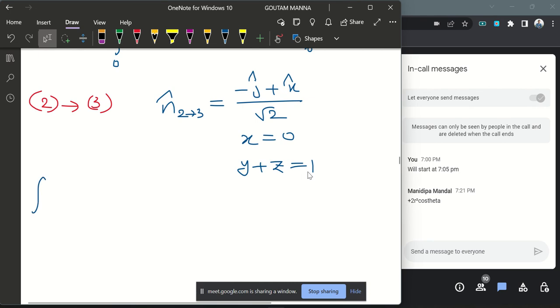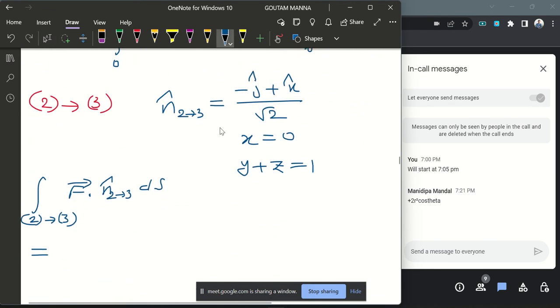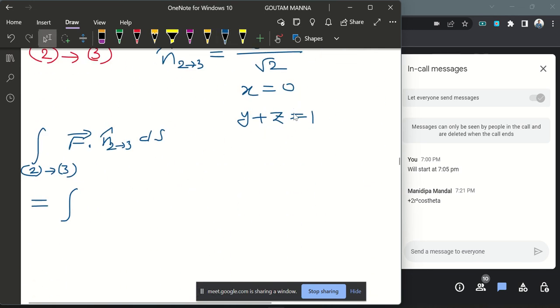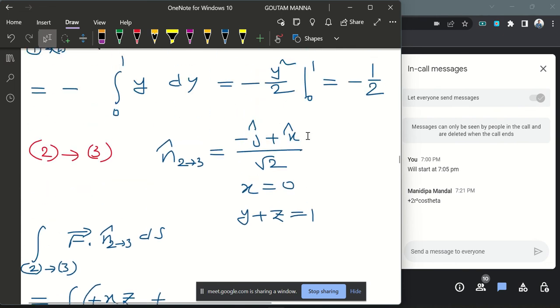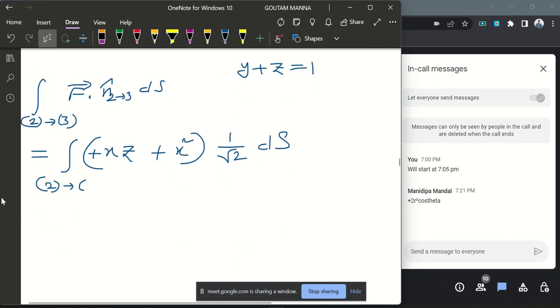So now if we calculate this line integral from point 2 to 3, of f dot n ds, f is given by this, so if we do this dot product, then it will be minus j hat in the n, and there is xz here in the f, so it will be plus xz, and here plus k hat, and here x square in the k hat component, so it will be x square by root 2 ds, and the path is from point 2 to 3.